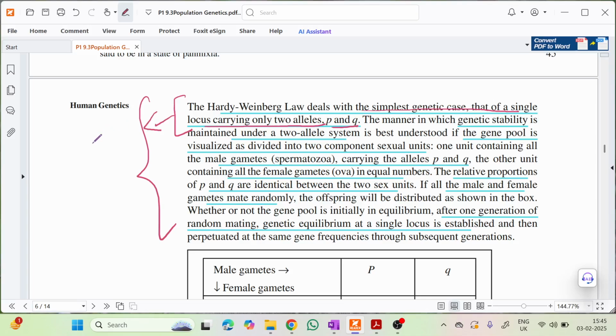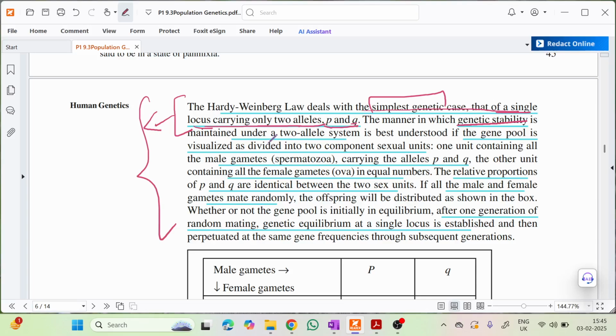जो organisms हैं in real world, उनके पास whole genome होता है, और वो जीनोम कितना भी बड़ा हो सकता है, उसके अंदर बहुत सारे जीन्स होते हैं। And genetic polymorphism में भी हमने देखा है कि सिर्फ single locus नहीं है, बहुत सारे locus भी हो सकते हैं। But ये case जो है, it's the simplest genetic case, it considers a single locus and this locus carries only two alleles, P and Q.